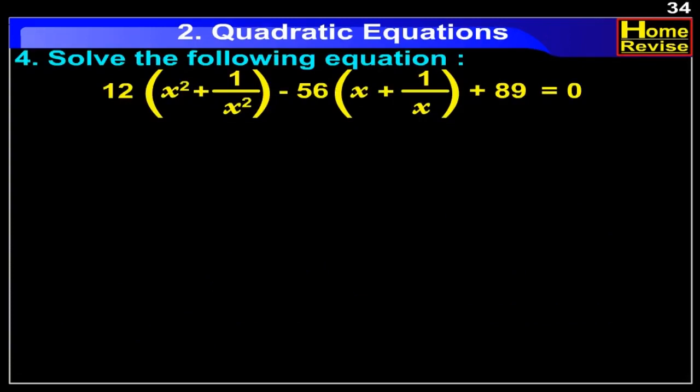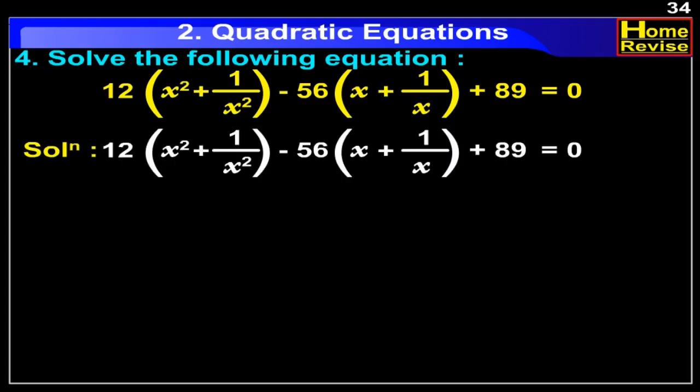12(x² + 1/x²) − 56(x + 1/x) + 89 = 0. Solution. The given equation is 12(x² + 1/x²) − 56(x + 1/x) + 89 = 0.